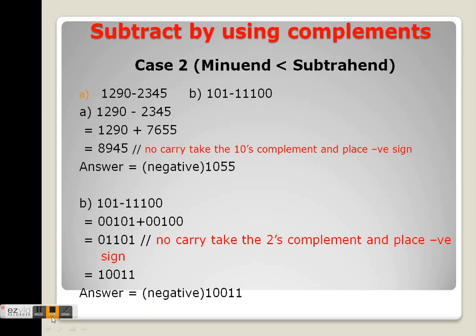After the addition of minuend and the 2's complement of subtrahend, we will get 01101, and you can see in this case also we are not getting any carry, so it indicates that our result is negative, and to obtain that number we will find the 2's complement of this number. The 2's complement of 01101 will be 10011, which is our answer, and after that we will put a negative sign in front of this number, which is our final answer.